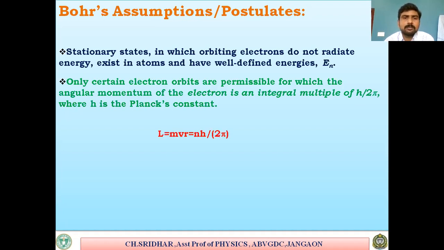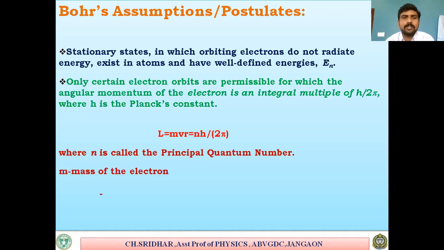The angular momentum is denoted by capital L. L equals mvr equals n times h by 2 pi, where n equals 1, 2, 3, and so on. And this n is called the principal quantum number, where m is the mass of the electron, v is the velocity of the electron, and r is the radius of the orbit in which the electron is revolving around the nucleus. So this is the second postulate.